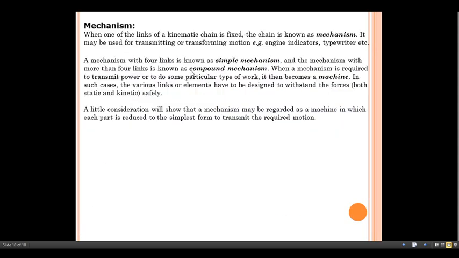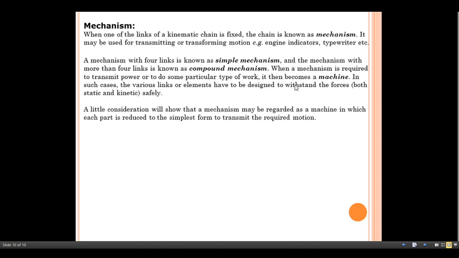So in the case of a mechanism, when one of the links of a kinematic chain is fixed, the chain is known as a mechanism. It may be used for transmitting or transforming motion, for example engine indicator, typewriter. A mechanism with 4 links is known as a simple mechanism, and a mechanism with more than 4 links is known as a compound mechanism. We have already seen this case with the help of some diagrams.